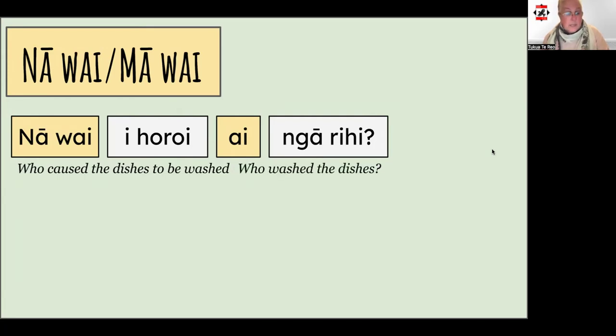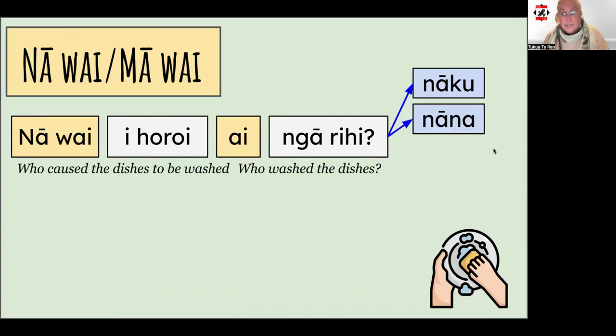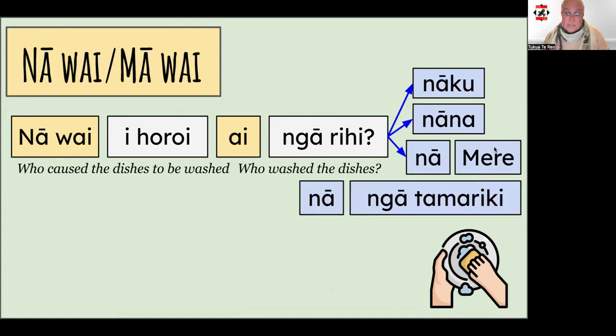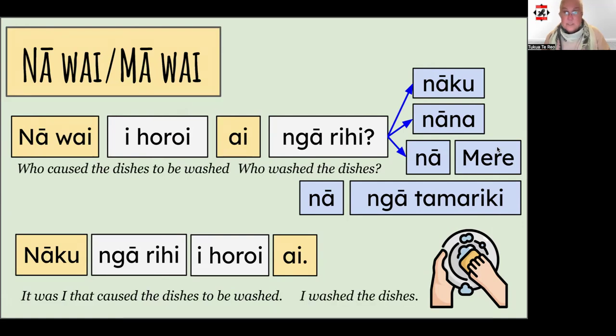The answer takes the same form as a standard nāwai question. For example, nāku, I did. Nāna, he did or she did. Or nā and then a person or a tuingoa, like nā Mere or nā ngā tamariki. If you wanted to use the full sentence, you might say, nāku ngā rīhi i horoi ai. It was I that caused the dishes to be washed, or I washed the dishes.